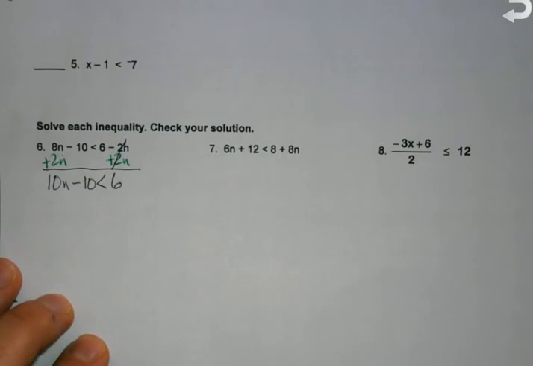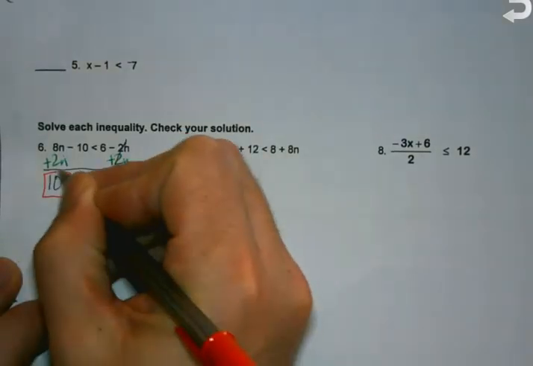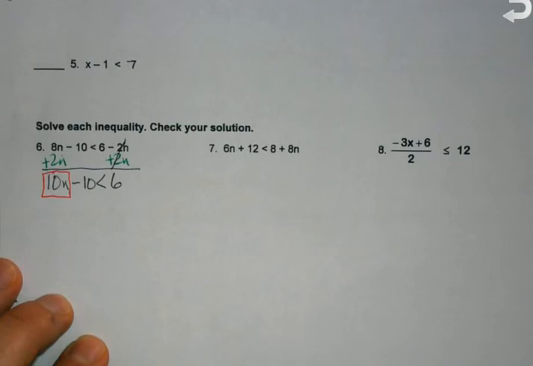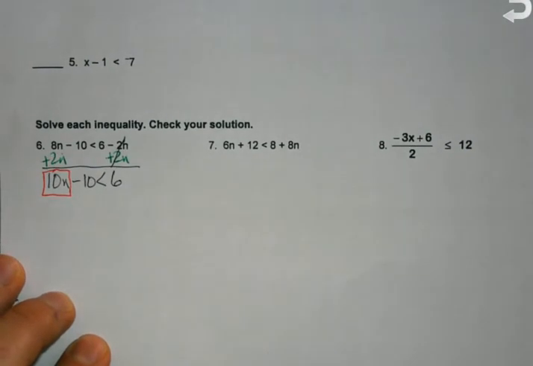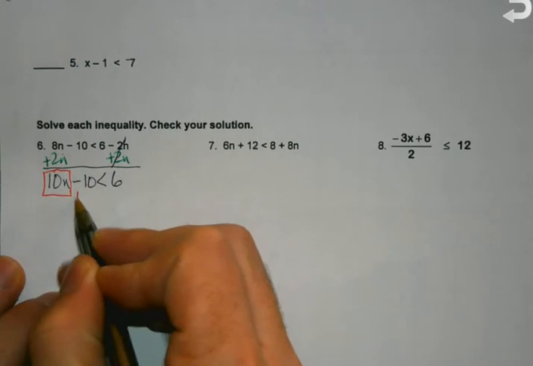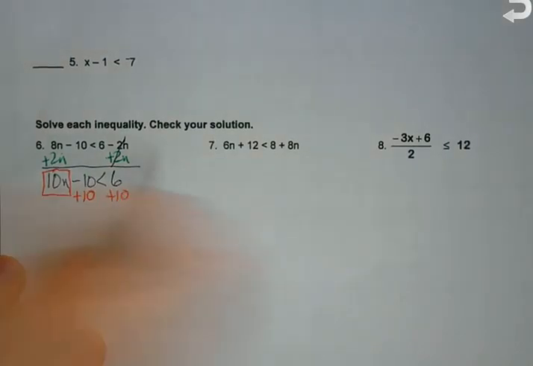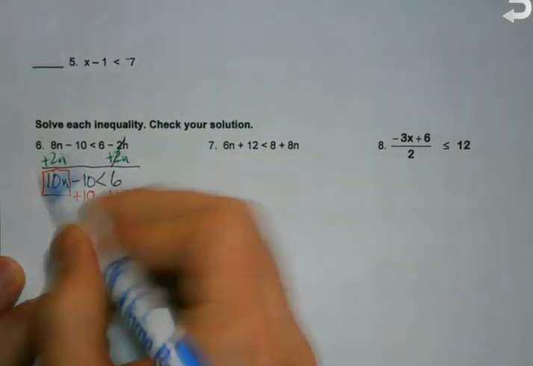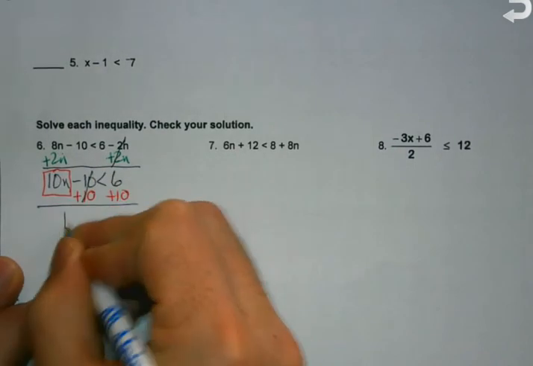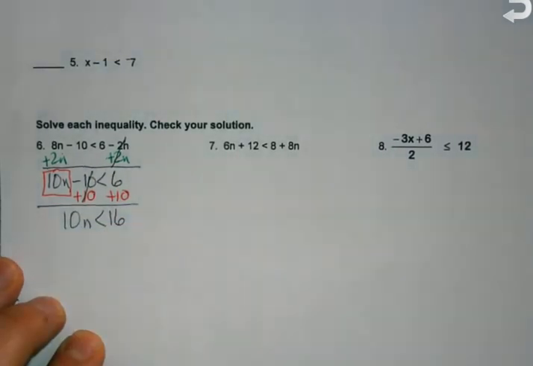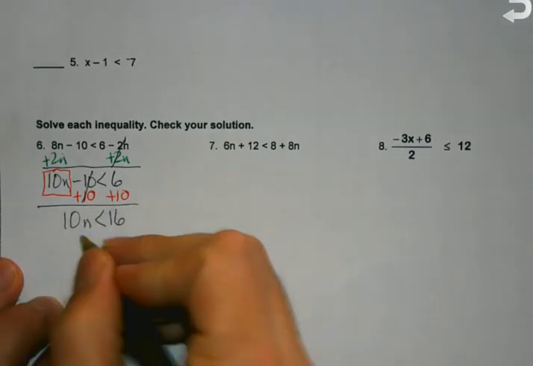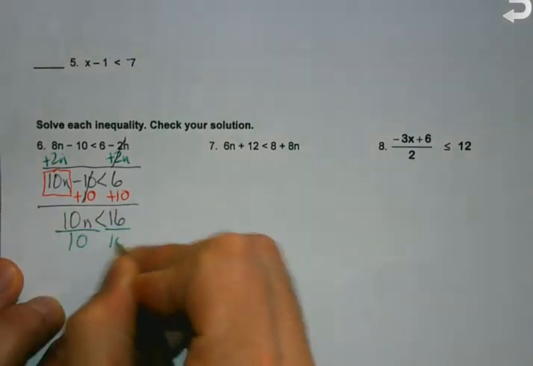So once my n's are all together, and they are now, I've only got one n term. My new goal now is to isolate or get that n term alone. So what's my next logical step? Okay, plus 10, because I want to get that minus 10 away from my term. So 10n, and then divide by 10. And don't freak out if you get a decimal somewhere. That's not a big deal.